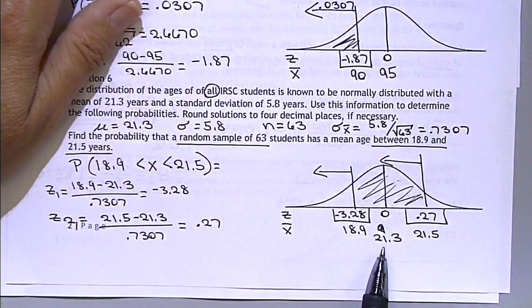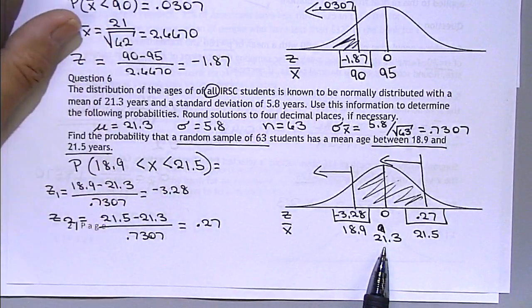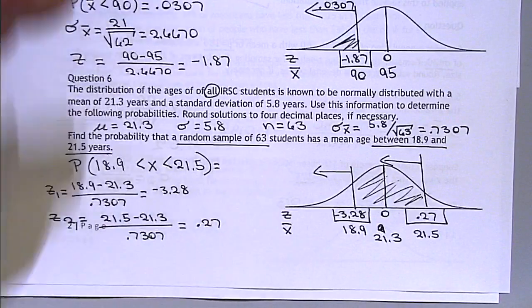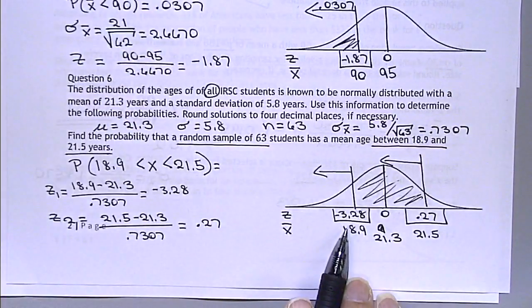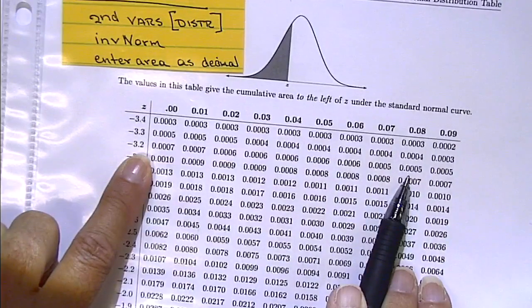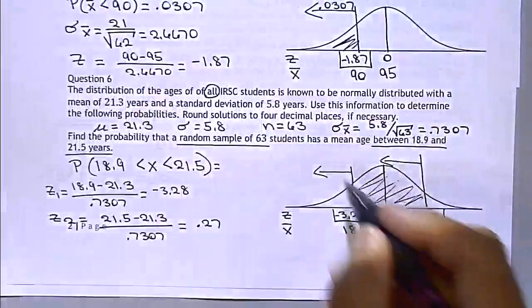Understand, this thing right here in the center is always the one that you subtract. The one you subtract from is your sample mean, the one you're interested in. Just keep it in mind because it's an easy mistake to make. Now I've got a negative 3.28. I'll go over here real quick. Negative 3.28, I get 0.0005. That's that area.